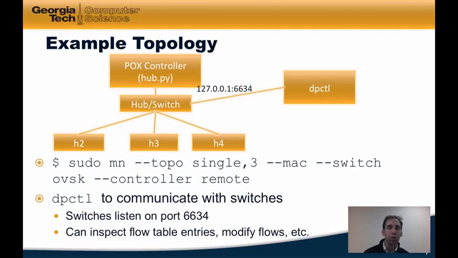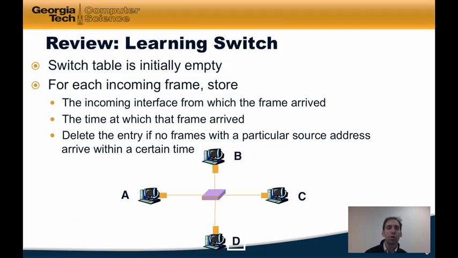Now what we're going to do is change the control methods that are running at the POX controller so that the controller can cause the switch to implement a learning switch rather than just a simple hub. Let's first review what a learning switch does and how it differs from a hub. So if you recall, when a packet arrives on an input port at a hub, the hub simply forwards that packet on all of the output ports.